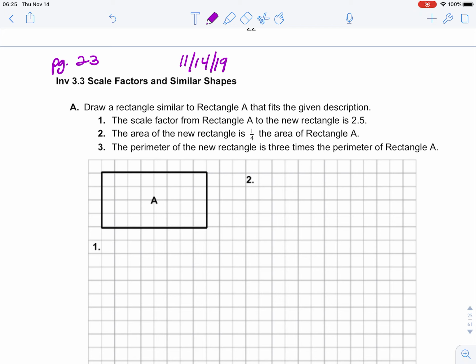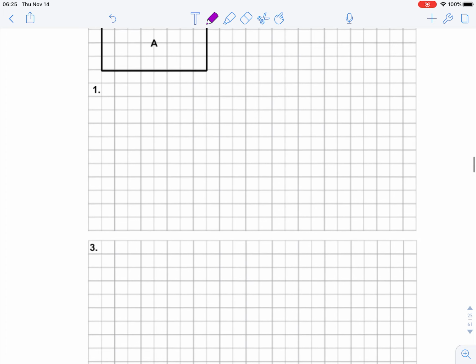Okay, so it says draw a rectangle similar to rectangle A that fits the given description. The area of the new rectangle is 1/4 the area of rectangle A, and the perimeter of a new rectangle is 3 times the perimeter of rectangle A. So we got to draw 3 rectangles. We'll call them rectangle 1, 2, and 3. We have some space mapped out for you as well.